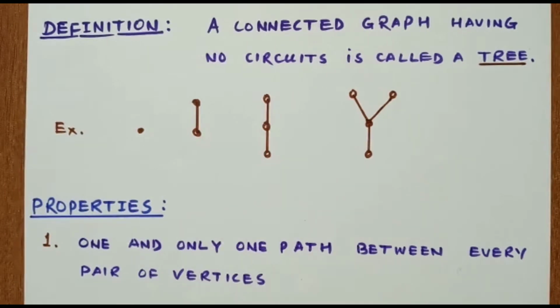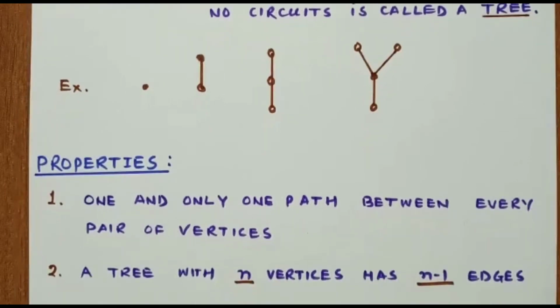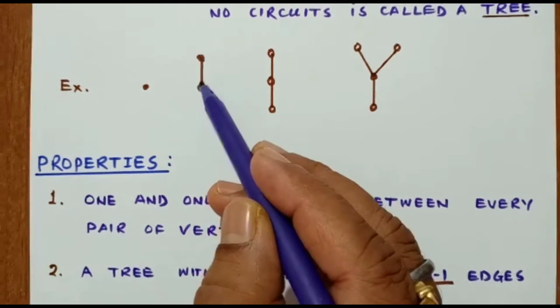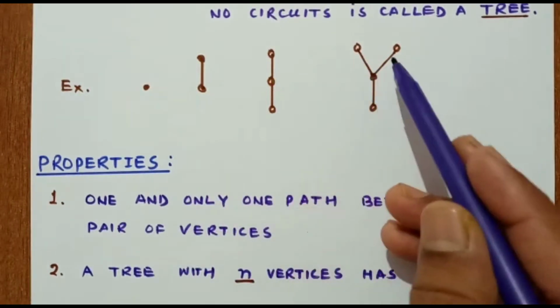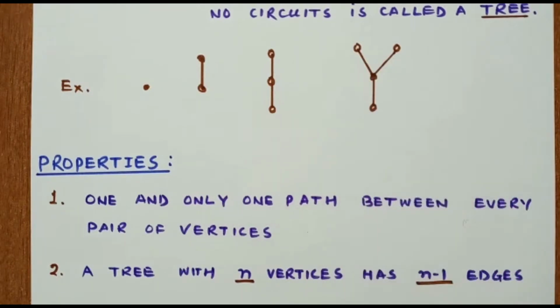Next property is a tree with n vertices has n minus 1 edges. It means here two vertices, one edge; three vertices, two edges; four vertices, three edges. So in general, a tree with n vertices has n minus 1 edges.